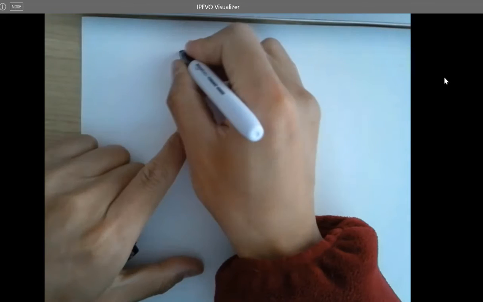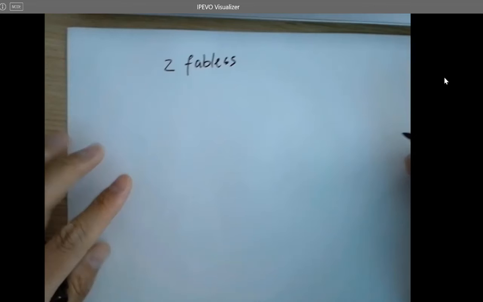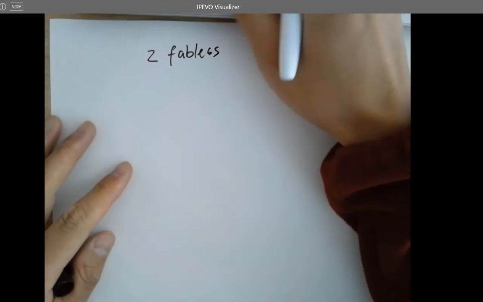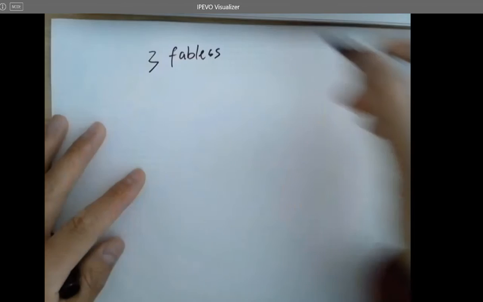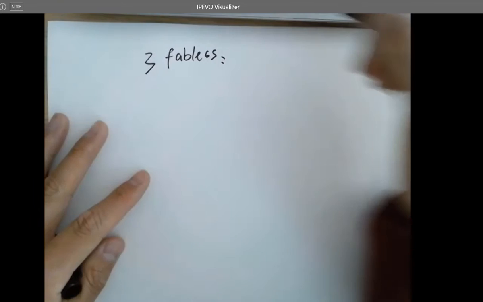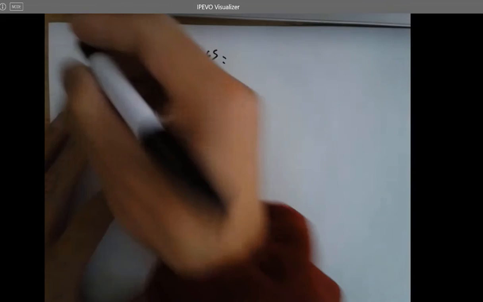So for example, if I ask you to name 2 fabless companies in the semiconductor industry, or 3, I don't know. Can you? Fabless means they don't have a foundry. It's just digital design, analog design, mixed signal design.